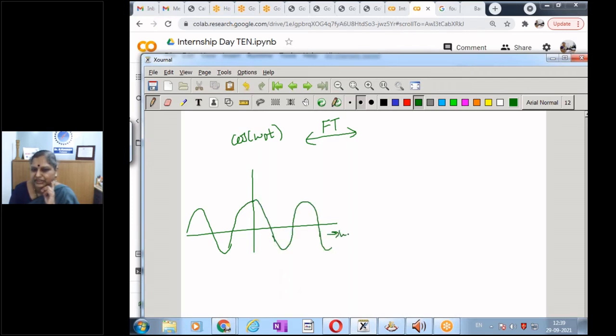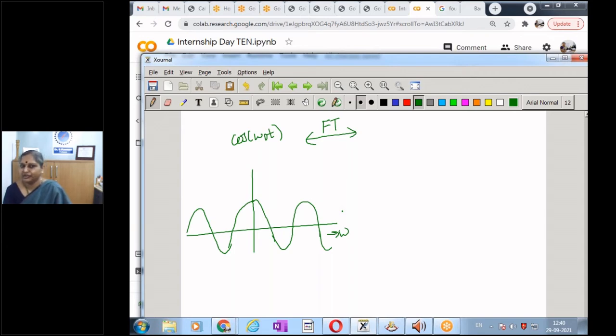I just want you to guess the answer. I have a signal in time domain which is cos omega naught t, and suppose I do the Fourier transform of the signal and try to plot it. What result am I going to get? What is the Fourier transform? It basically tells us what frequencies are present in the signal.